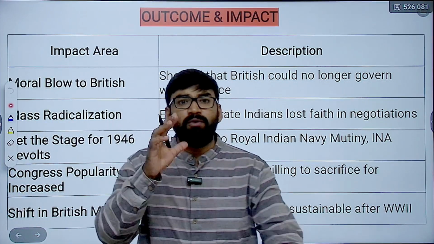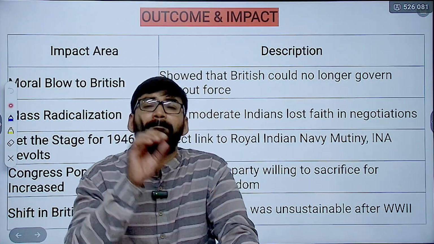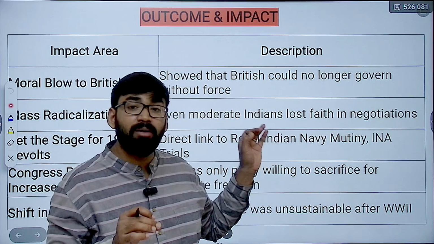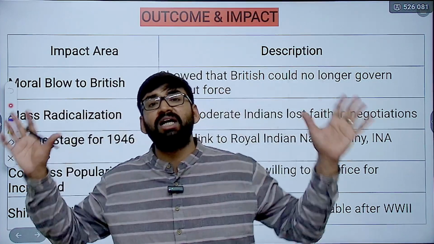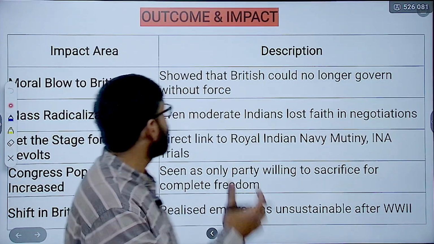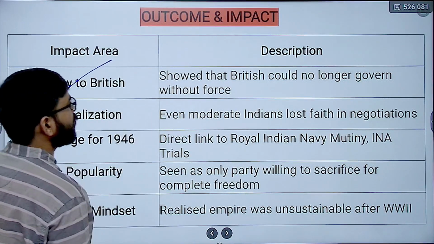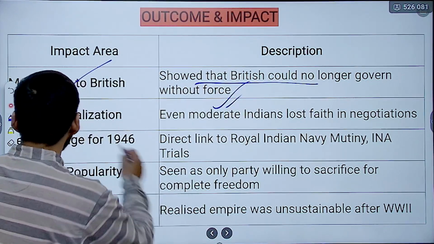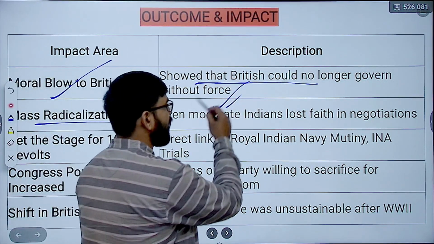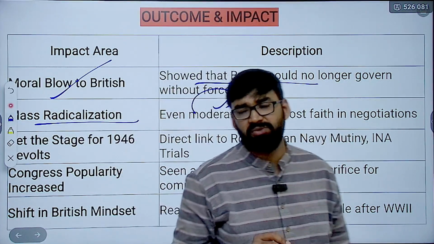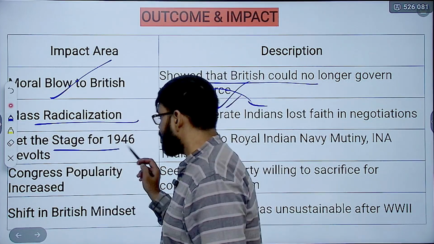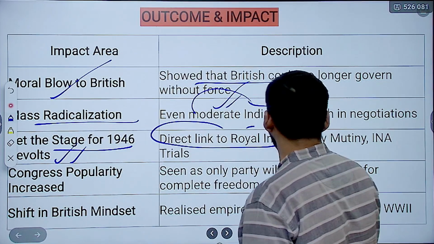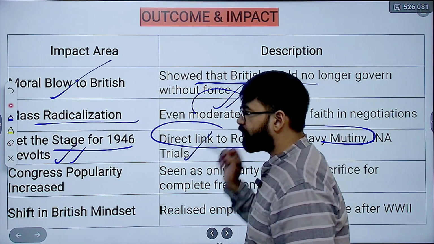And it was the first real push for complete independence, that is Purna Swaraj. Really, it was complete independence with mass backing, right? So as you can see here, a moral blow to the British, which showed that the British could no longer govern without force. Then mass radicalization: even moderate Indians lost faith in negotiations with the British. Then it set the stage for the 1946 revolts, a direct link to the Royal Indian Navy mutiny and the INA trials.